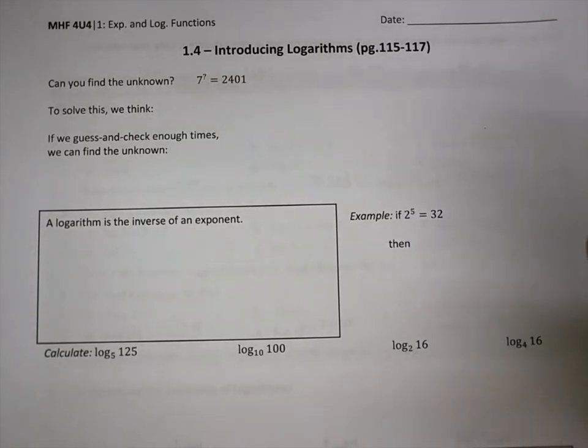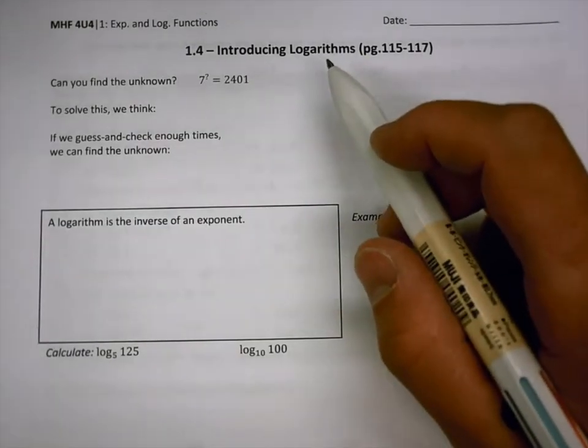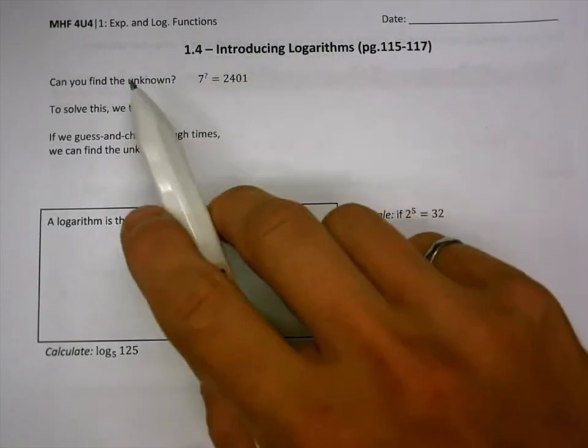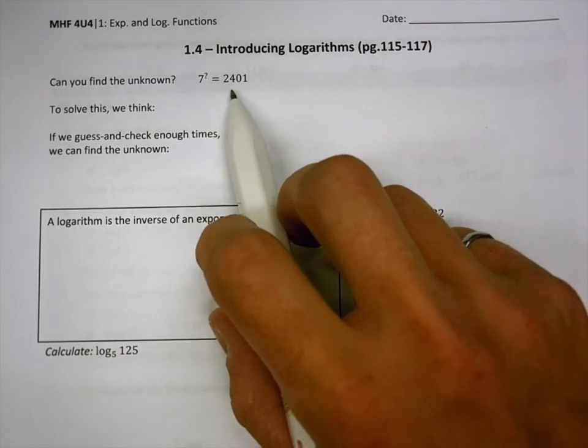Hello, it's Mr. Quaddy here, and today we are going to be learning about logarithms. We're finally going to be learning this new function. So to start off, let's just look at this question here. 7 to the power of what gives me 2,401?